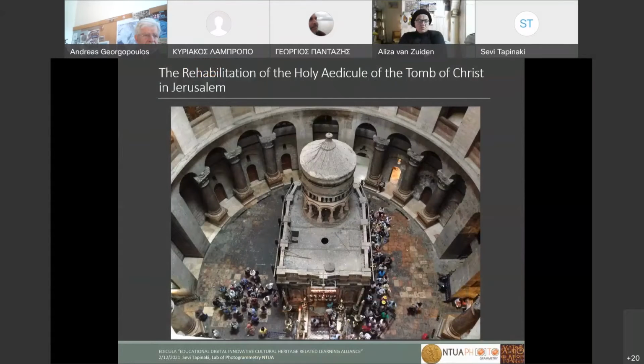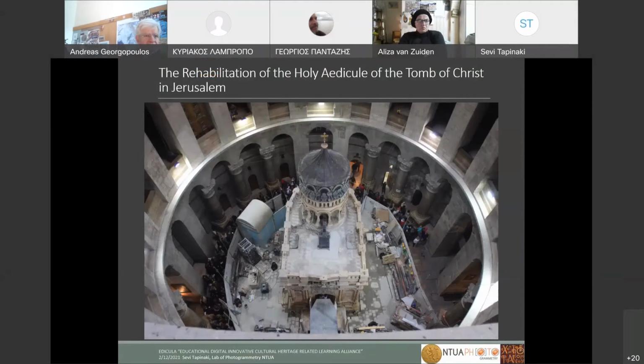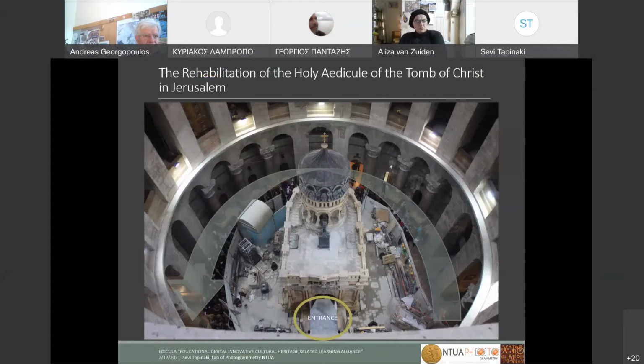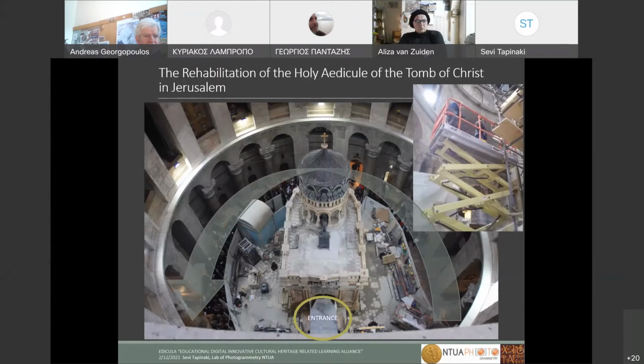During the rehabilitation project, the Holy Sepulchre was open to the public during the day, and for this reason, the exterior area was properly designed so that the pilgrims could have access to the entrance, and at the same time, works were allowed on the exterior. So we had all-day access on all sides of the exterior and on the top.